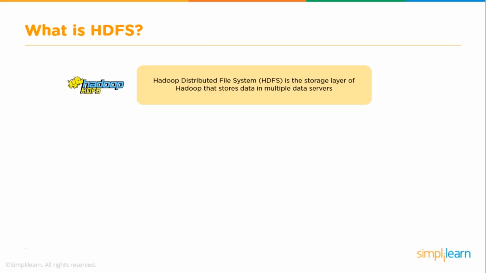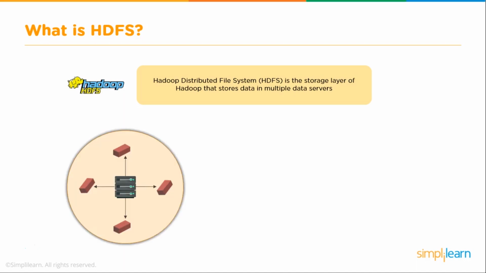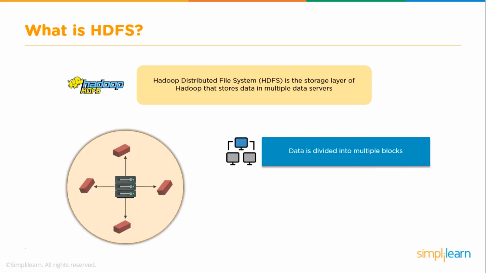So what is HDFS? We have learned about HDFS earlier also. It is the storage layer of Hadoop that stores data on multiple data servers, or multiple slave machines, right? So data is divided into multiple blocks. Whenever a file is to be stored, that file will be broken down into blocks based on the size of the file. When we talk about HDFS, the default block size is 128 MB from Hadoop version 2 onwards, which basically means any data you are storing, if that is up to 128 MB, would be stored in one block.